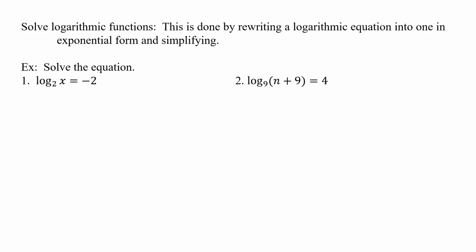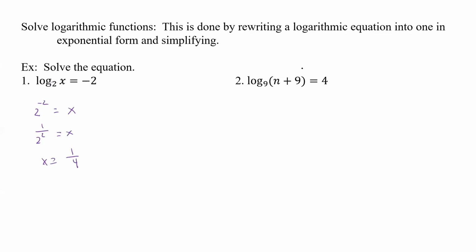Well, what we want to do now is solve logarithmic functions by rewriting the logarithmic equation into exponential form and then simplifying. And so what we're going to do is say 2 to the negative 2 is equal to x. Well, 2 to the negative 2 is the same thing as 1 over 2 squared, and so that gives us x equals 1 over 4. Okay.